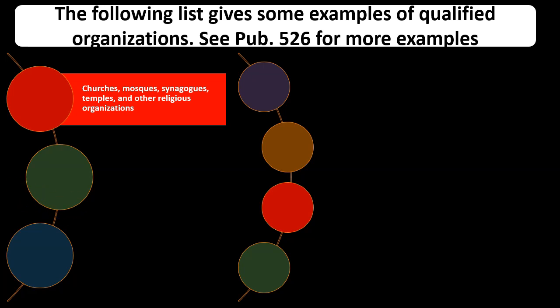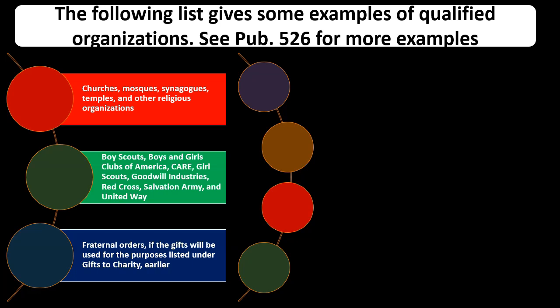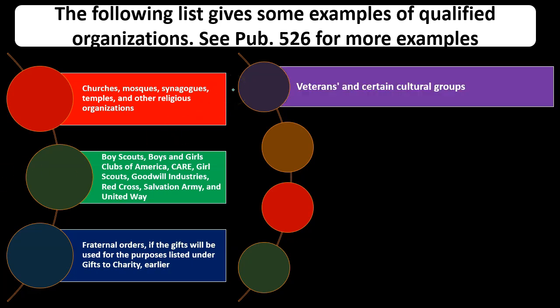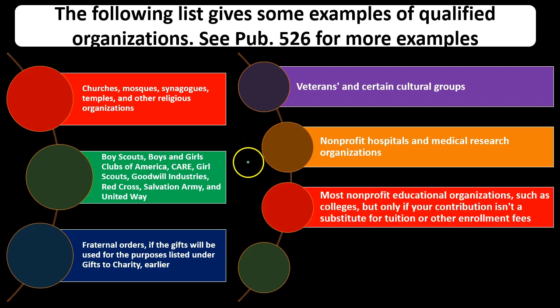So we have churches, mosques, synagogues, temples, other religious organizations. We have the Boy Scouts, Boys and Girls Clubs of America, CARE, Girl Scouts, Goodwill Industries, Red Cross, Salvation Army, and United Way. Fraternal organizations, if the gifts will be used for the purposes listed under the gifts to charity earlier. We have the veterans and certain cultural groups. We have the nonprofit hospital and medical research organizations, most nonprofit educational organizations such as colleges, but only if your contribution isn't a substitute for tuition or other enrollment fees.